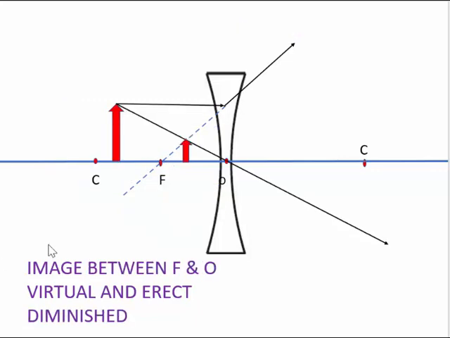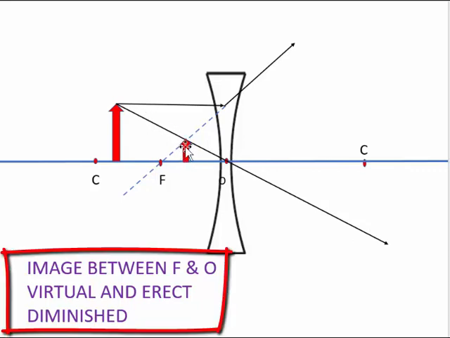Now what will happen if we shift our object closer to the optical center? Let's place the object between C and F. When we place it between C and F, let's see what the first light ray is. The first light ray will be going parallel to the principal axis as in the previous case, but after refraction it will be diverging like this. The second light ray will pass through the optical center something like this. Now where do these two rays meet? They meet at a point between F and O. That's why the position of the image is between F and O.